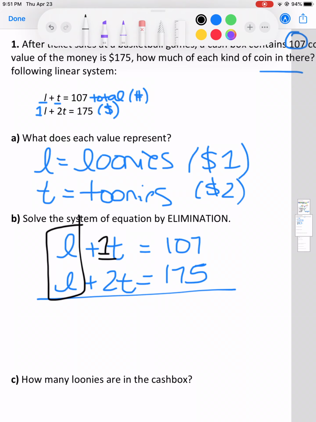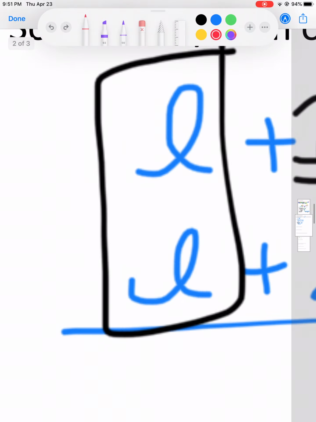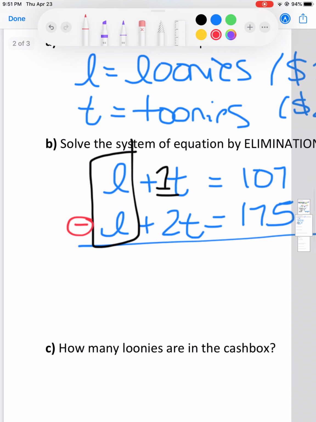The L's I'm going to get rid of. I'm going to eliminate them. Awesome. How do I eliminate them? Well, they're both positive. And since they're both positive, the signs are the same, we're going to subtract them. Okay, negative, subtract. So L minus L, 1L minus 1L is 0.